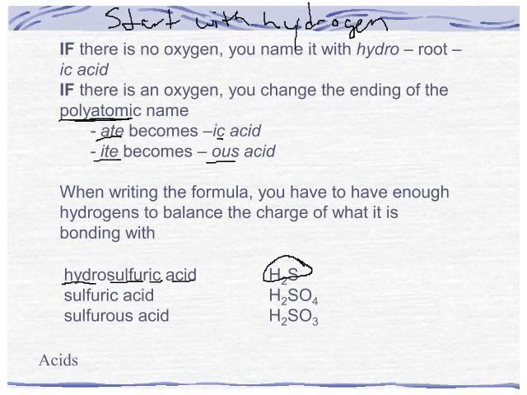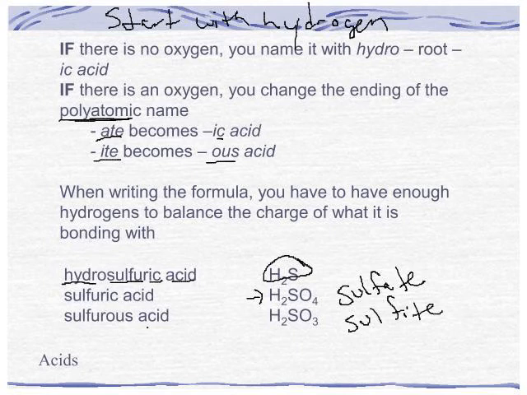And so over here, we have H2SO4. SO4 is sulfate, looking at the list. So that's how it becomes sulfuric acid. And then SO3 is sulfite, looking at the list. And so that's how we come up with sulfurous acid.